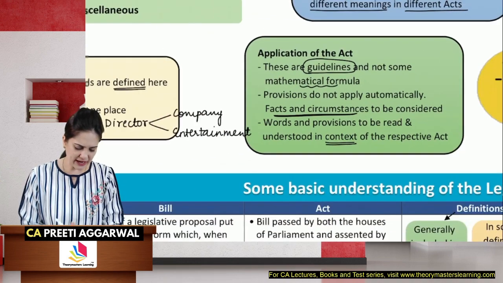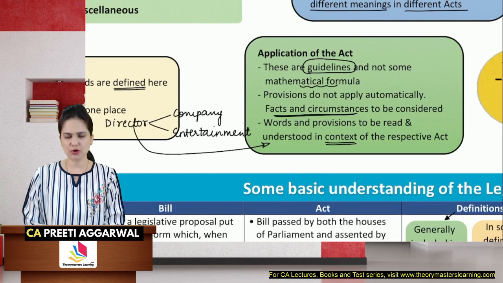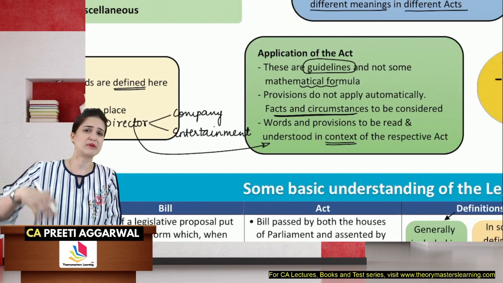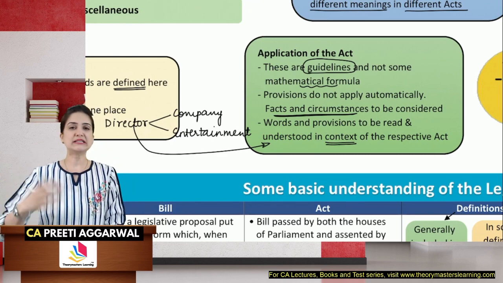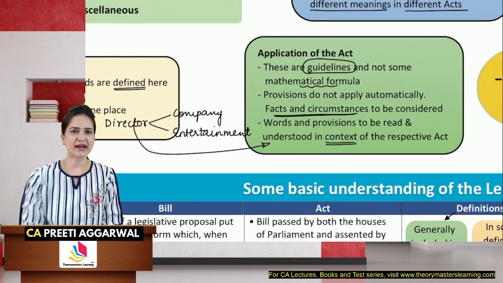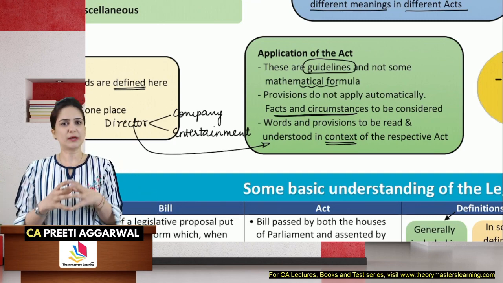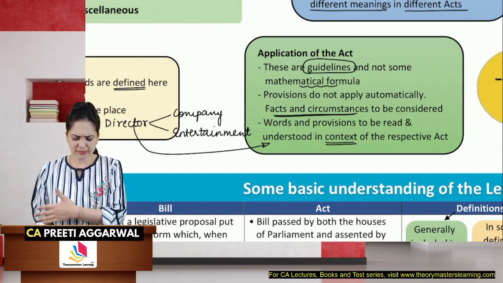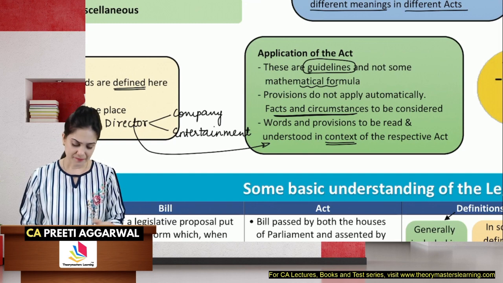Like the word director, you can use that example here also. If the word director is used in the context of a company, it means someone who manages the company. If it is used in the case of entertainment, it may mean the director of a play, or director of a theater. He is someone who directs the actors, on whose directions the play is run. So the word can be read very differently, and you also have to apply the context.